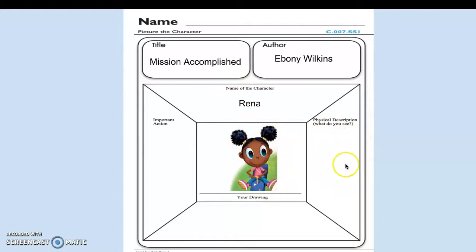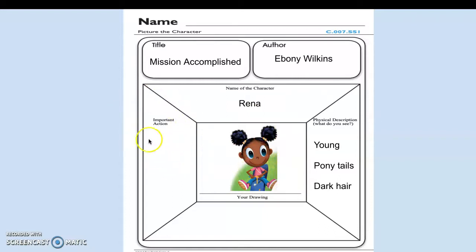Over here, we're going to add her physical description. A physical description is, what do you see? What does she look like? I'm going to say she is young, kind of like you guys. She's a kid and she's young. And what does her hair look like? She has dark ponytails and she has dark hair. So she's young, she has ponytails, and she has dark hair. That is what she looks like on the outside.